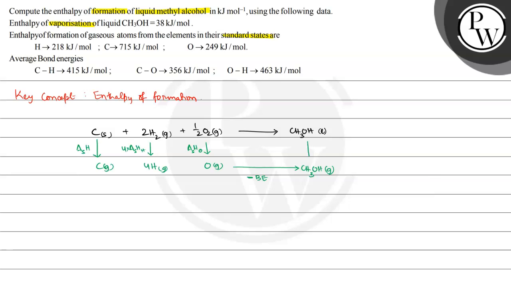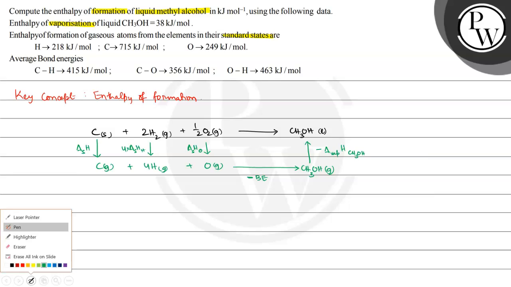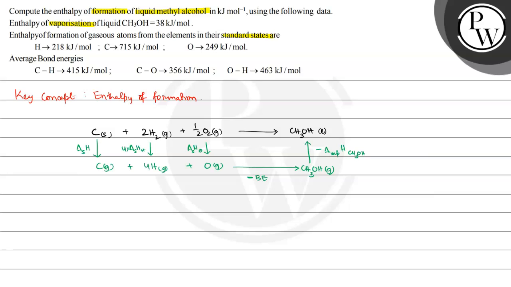Then CH3OH gas gets converted to CH3OH liquid, and for this we have to subtract the heat of vaporization. So delta vaporization H of CH3OH. So these are the elementary steps in order to get this reaction done. Now let us calculate the energy content of these elementary steps.